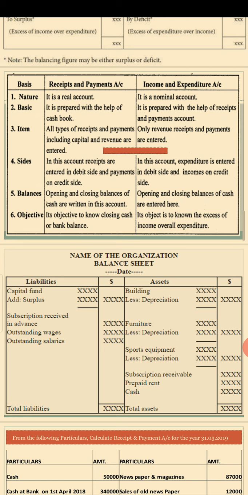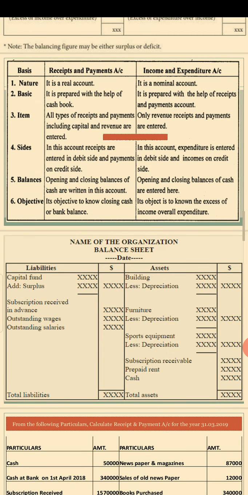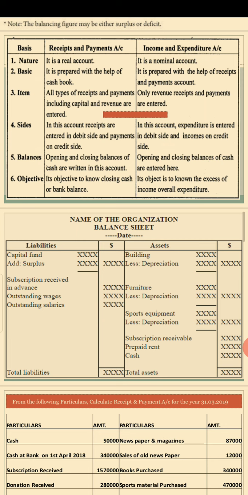Fourth point: in this account, the debit side is known as receipt side and the credit side is known as payment side. Similarly, in case of income and expenditure account, the debit side is known as expenditure side and the credit side is known as income side, just the opposite of receipt and payment account. And fifth difference: while you prepare receipt and payment account, opening and closing balances are required, but in case of preparation of income and expenditure account, no opening and closing balance is required.